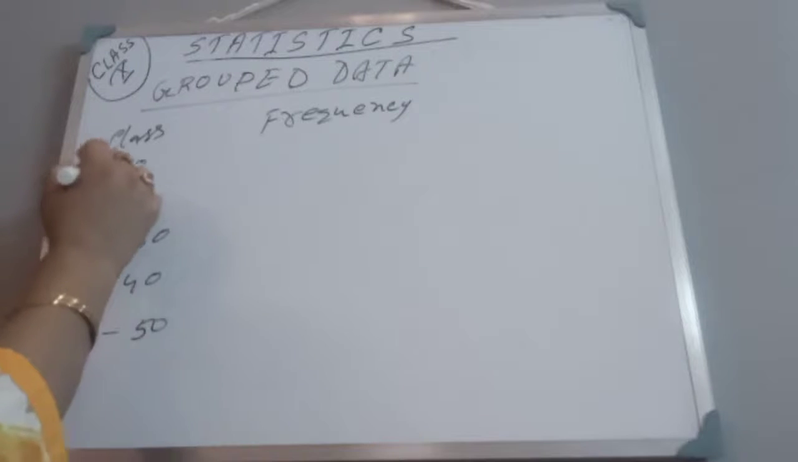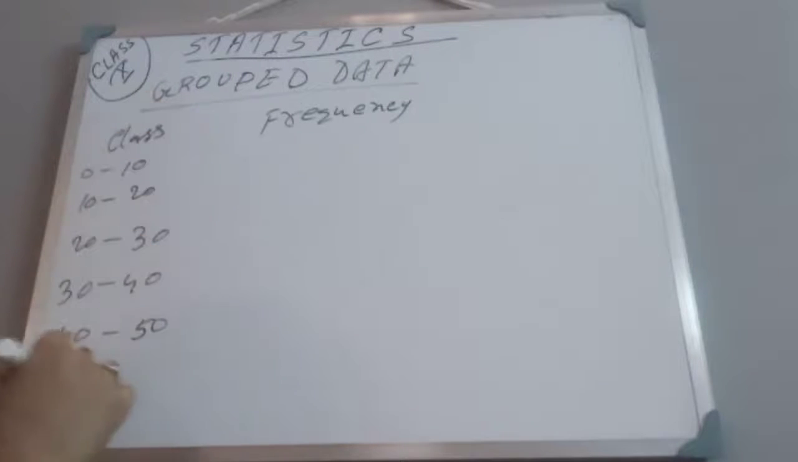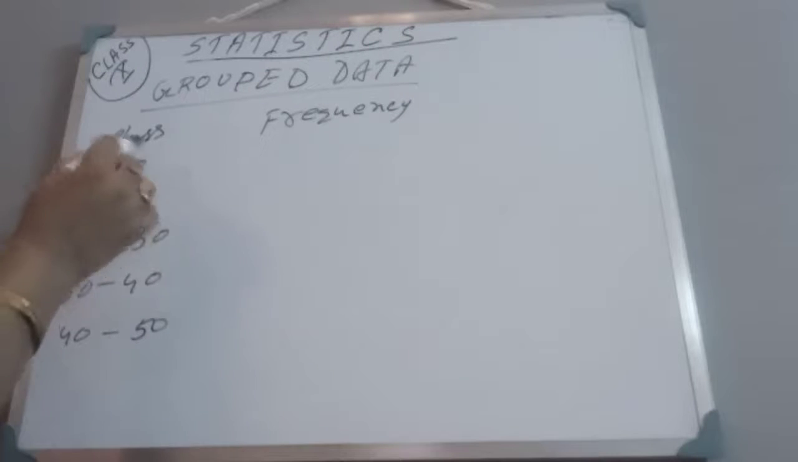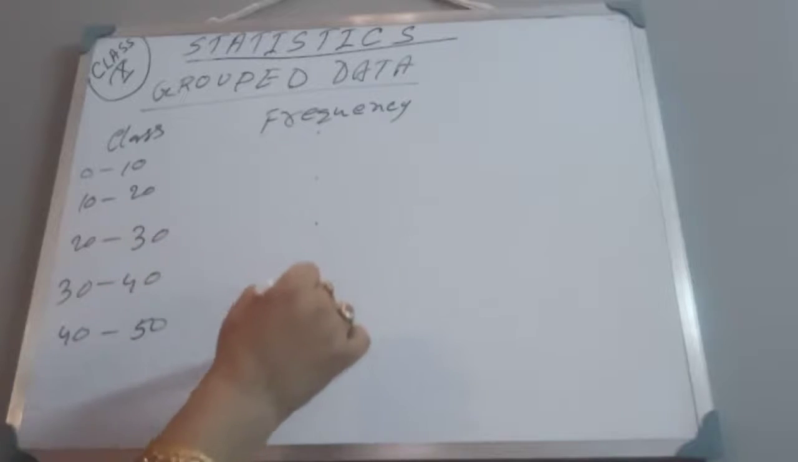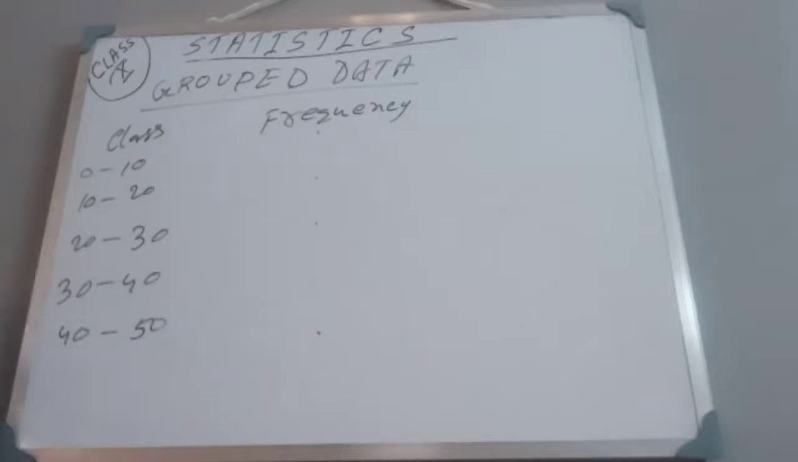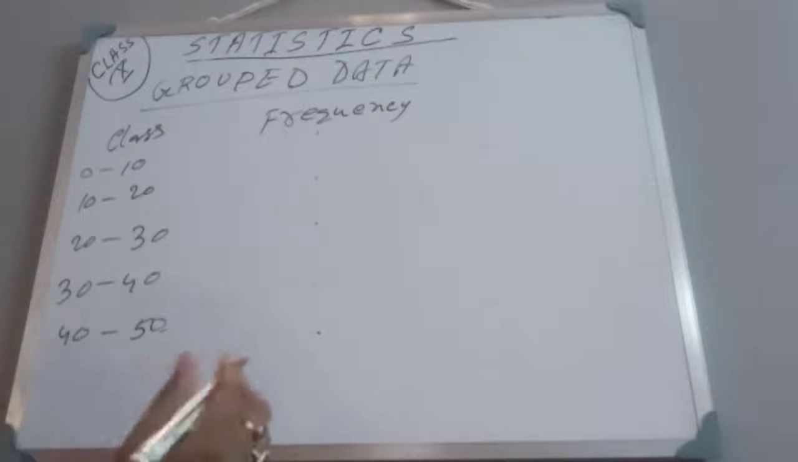Okay, now there are 50 children, and say an exam is taken on 50 marks. So how many students got 0 to 10? Like this we can write the frequencies. So these are known as grouped data, and the frequencies also we can write. Now the weighted mean. How to write the weighted mean?